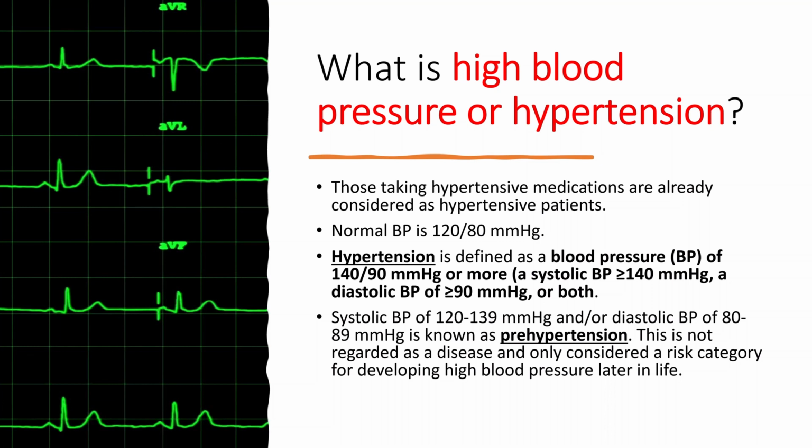That is pre-hypertension. So what is pre-hypertension? Systolic blood pressure 120 to 139 and or diastolic blood pressure 80 to 89. Maybe one of them or maybe both of them. If they are in that range, then we call it pre-hypertension. So remember, it's not a disease, it's a risk category. It needs some modification of your lifestyle. You don't need drugs to control pre-hypertension.